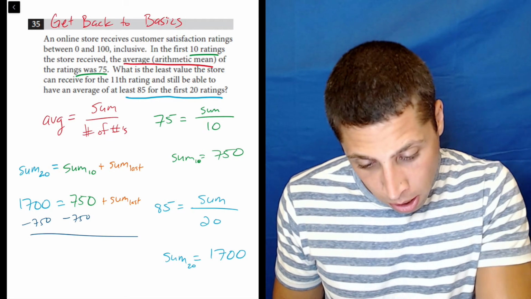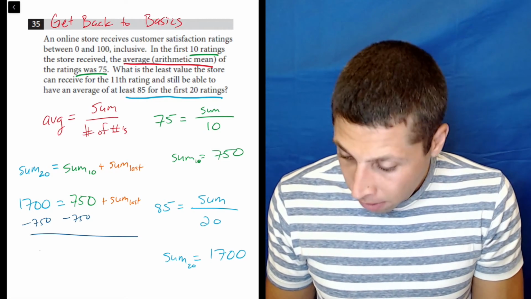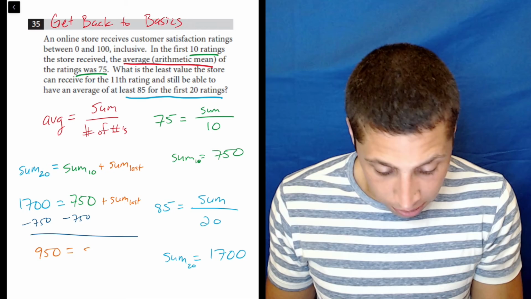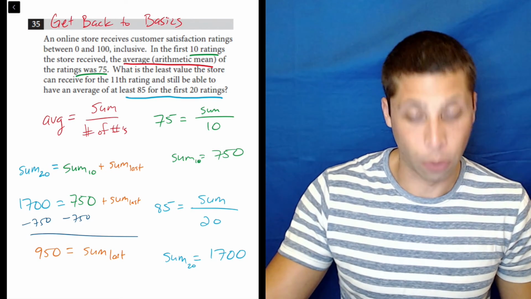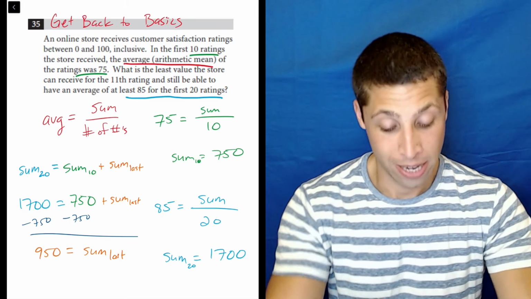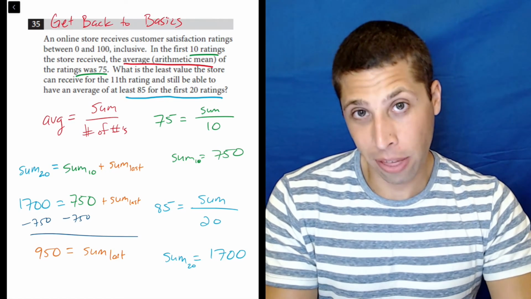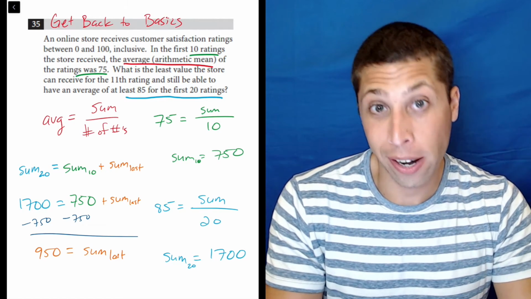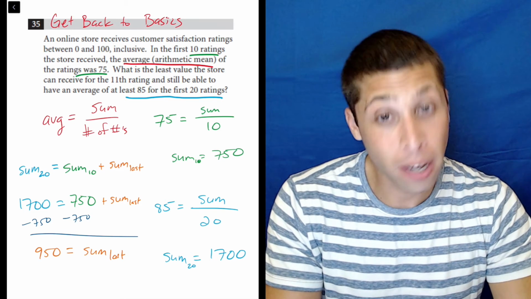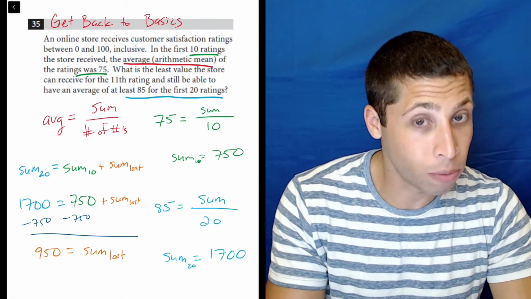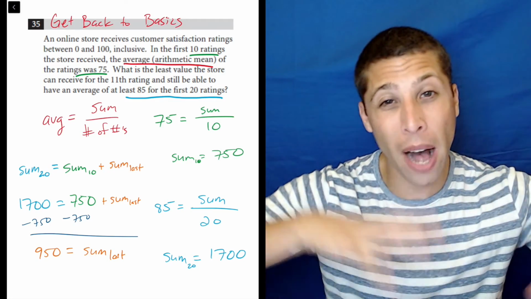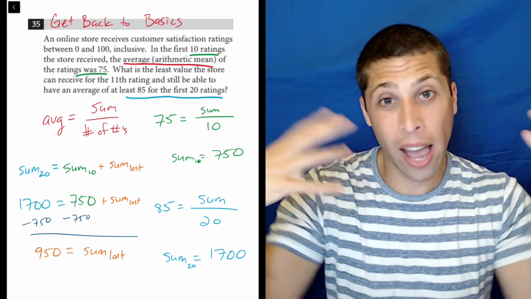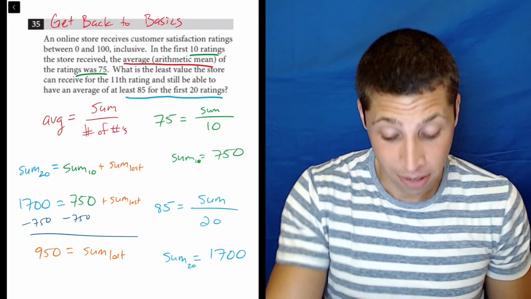Okay. So let's use the orange. 950 is equal to the sum of the last 10 ratings. Oh, okay, we're getting warmer. Now is where things do require some critical thinking. Okay, but I think because I've done so much work already, I'm more likely to see this step. I've done all the more robotic basic steps, and I just have one thing to focus on left.